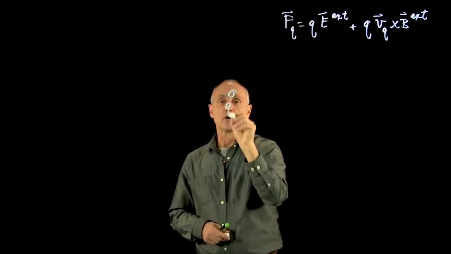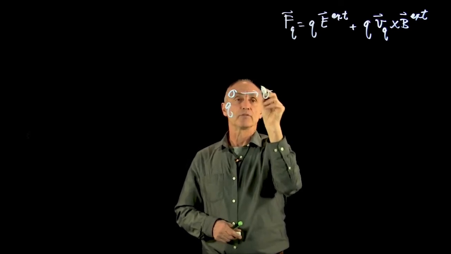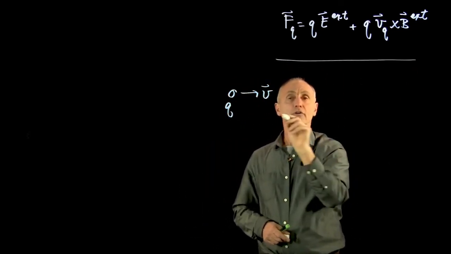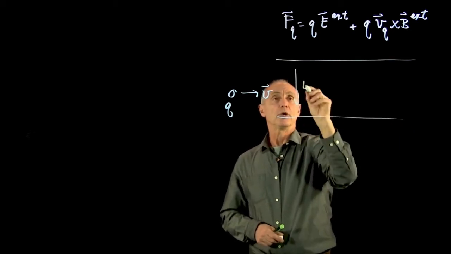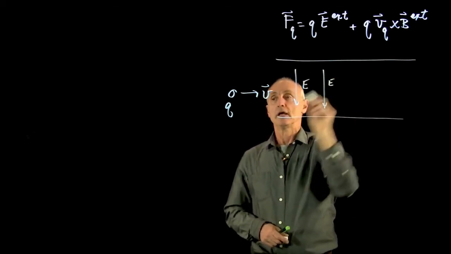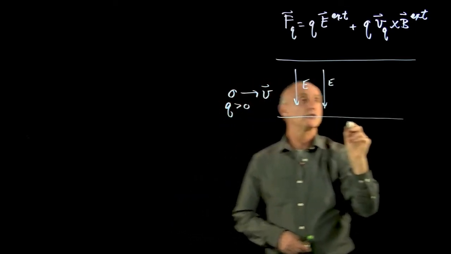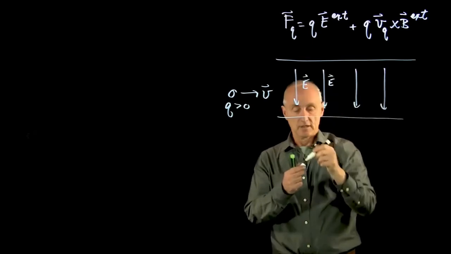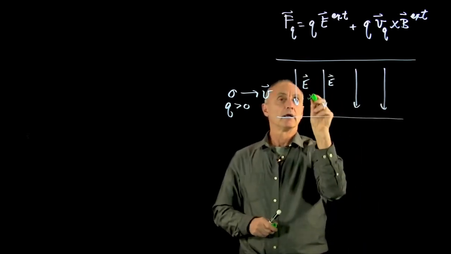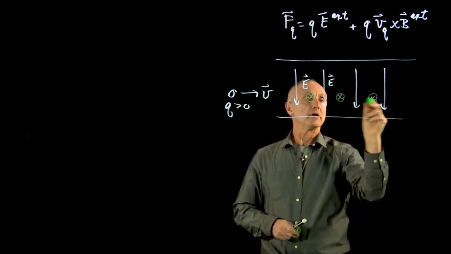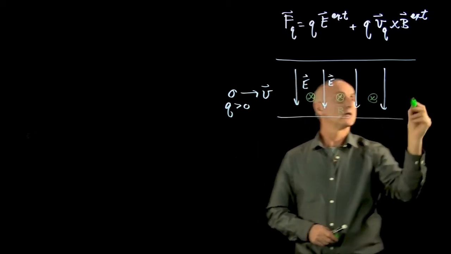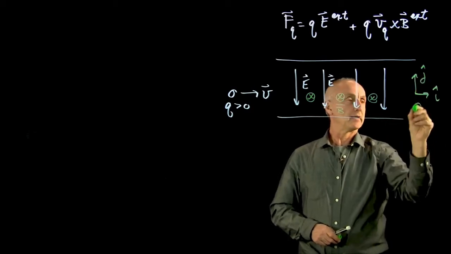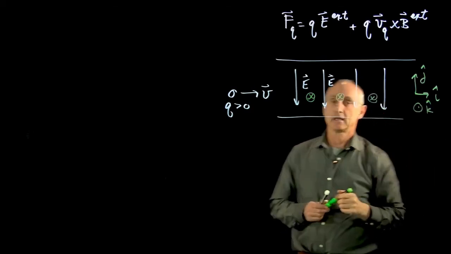Let's consider a case where a charge is moving with a velocity v in this direction, and it enters a region of an electric field pointing directly down. And let's make this charged particle positive. And in this same region, there is a magnetic field directed into the plane of the figure. We'll call that B. So let's choose some unit vectors, i hat, j hat, and k hat.